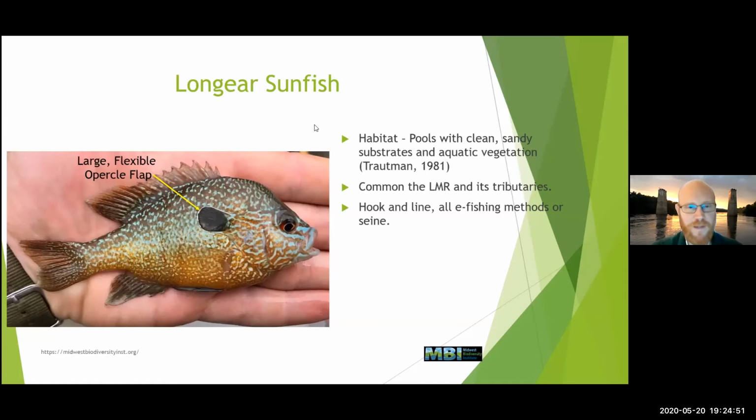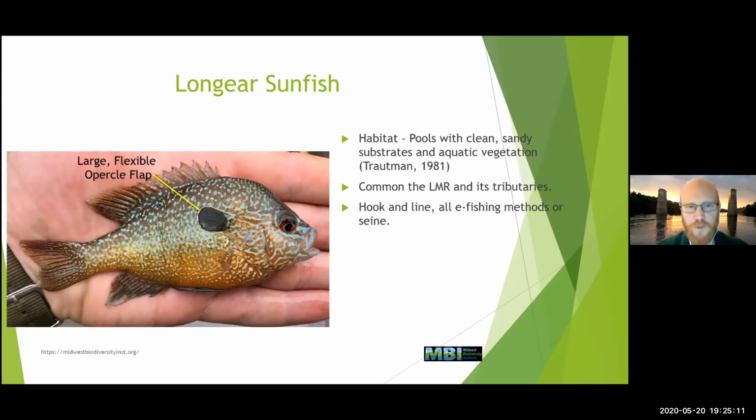Longear, these guys can get really, really pretty. Some people would argue with me, but I think these are the prettiest sunfish in Ohio. Orange spots get really pretty too, but these guys will have this really large opercle flap that's flexible.